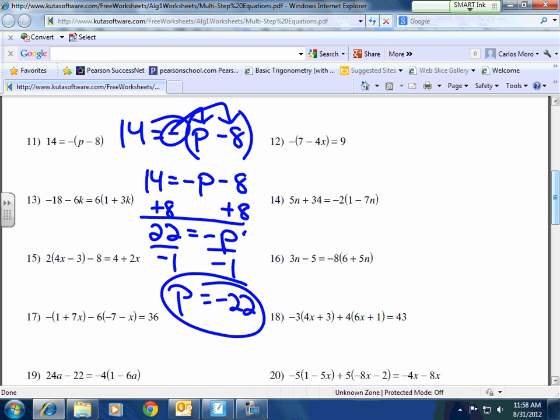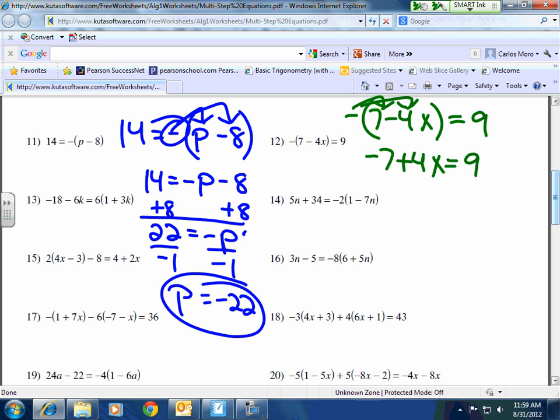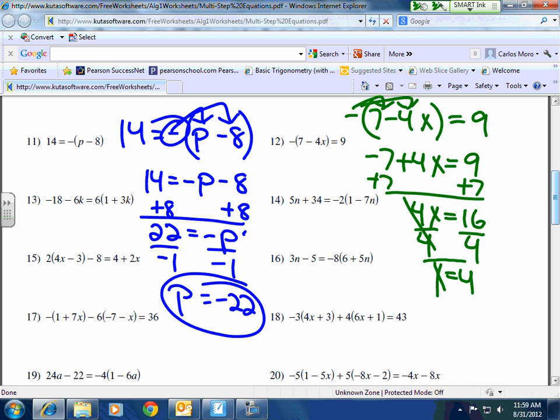All right, how about 12? Negative, parentheses, 7 minus 4x equals 9. Distribute the negative. Negative 7 plus 4x equals 9. I got a two-step equation here now, so I'm going to have to get rid of the addition or subtraction first. This negative 7 is being added to the 4x, so I got to get rid of this negative 7. So I add 7 to both sides. 4x equals 16. Divided by 4, x equals 4. All right.